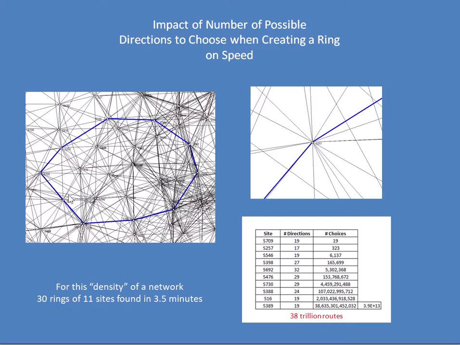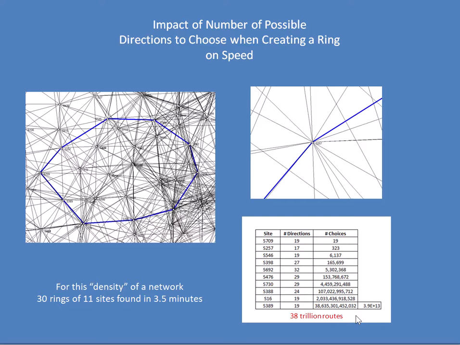Now, each of these sites that it goes through has many choices. So there's huge numbers of paths that can be searched through before it finds its way back to itself to create a ring. Now, I've tabulated the number of directions here for all the sites in this example. And you can see the first one's 19 directions, the second one has 17, and so on. When you start multiplying the number of possible choices that the tool makes as it looks for this one single simple ring, it turned out to be 38 trillion choices. In other words, there's 38 trillion ways to go through these sites.